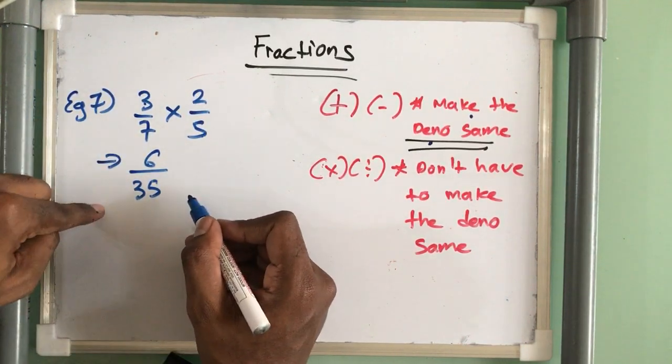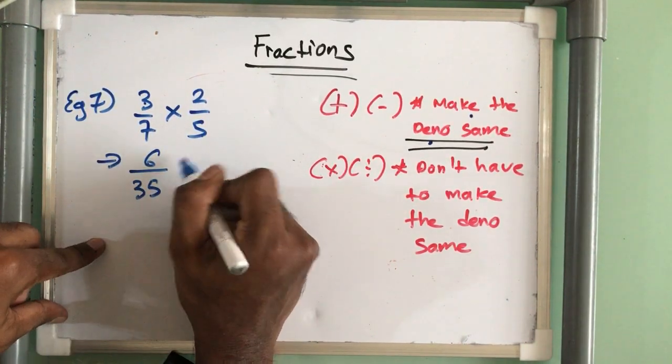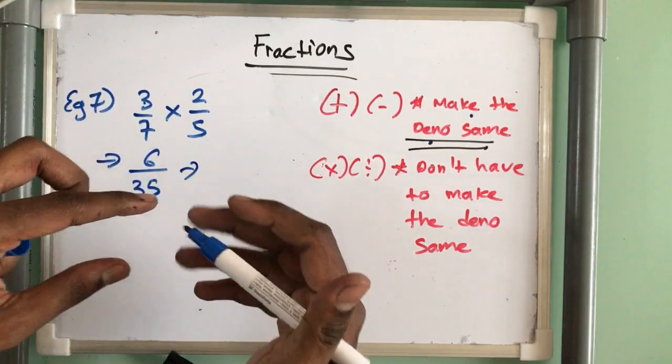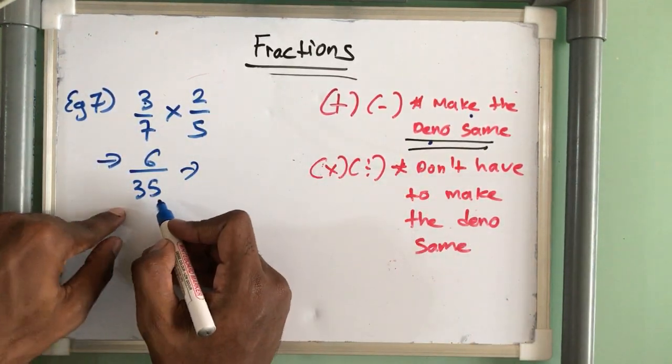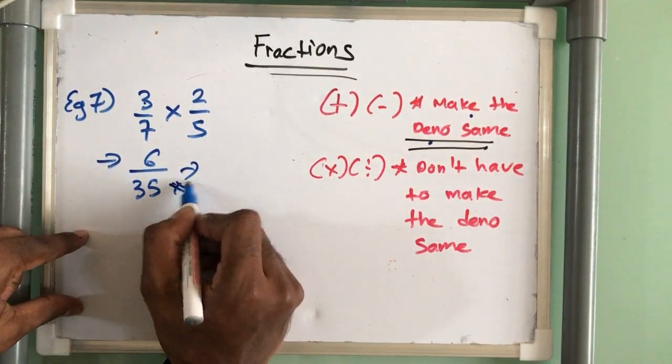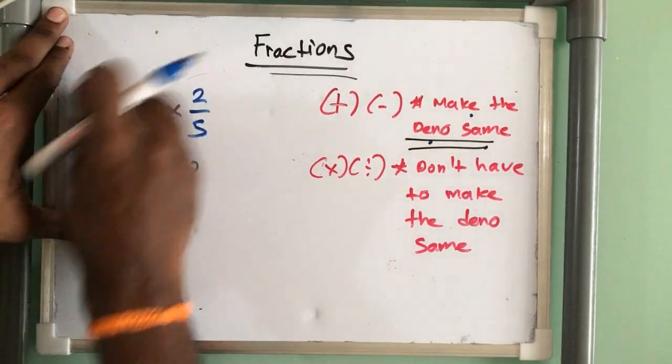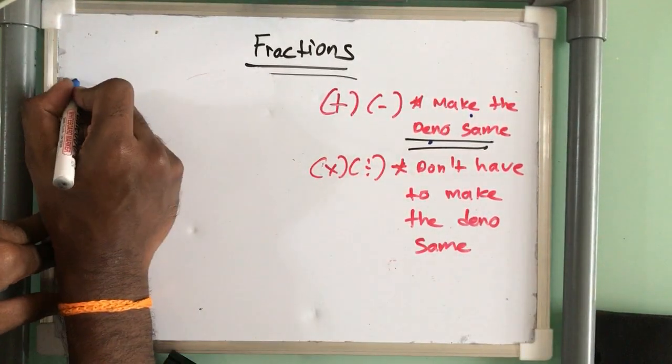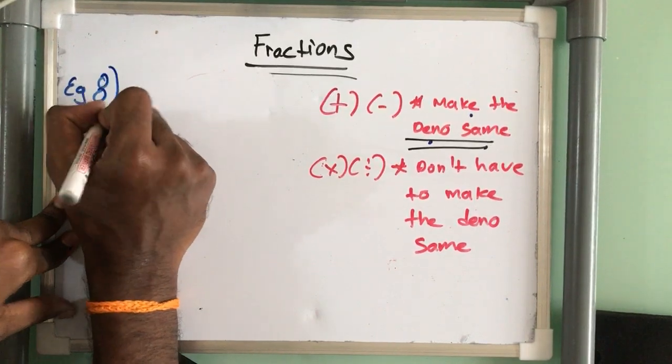If they can be simplified, you need to simplify. Or if it's an improper fraction, you convert to a mixed number. For this question, it's a proper fraction, so you can leave this as your answer. I already covered multiplication. Now I'll do division.